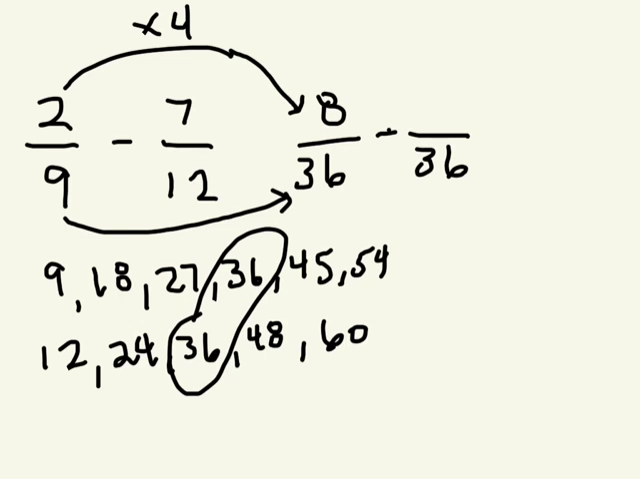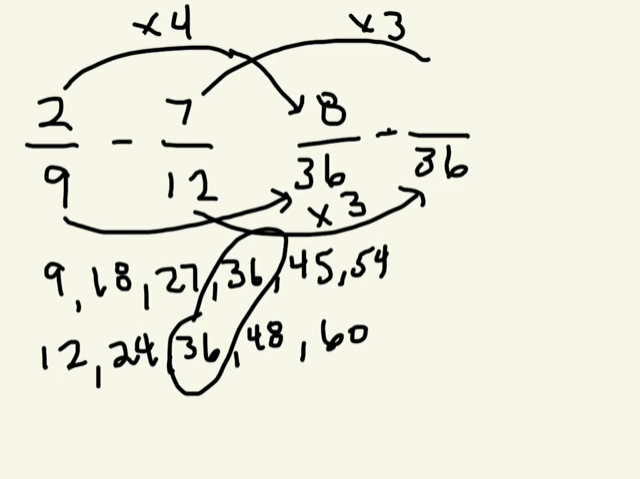Now we have to find the second one. What do we have to multiply 12 times to get to 36? Well, we have to multiply it by 3. So we also have to multiply the numerator times that same value of 3. 7 times 3 is 21.